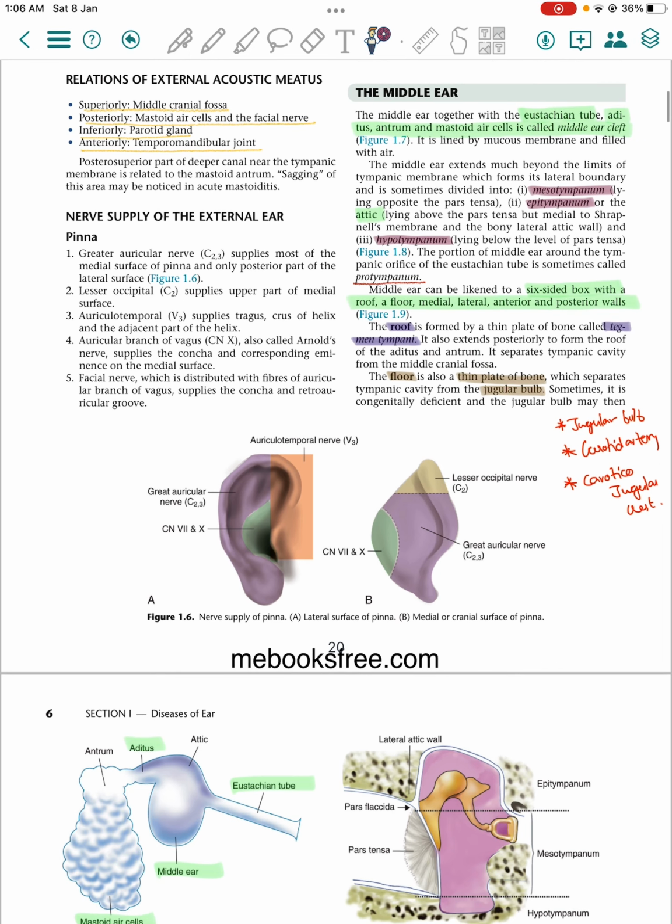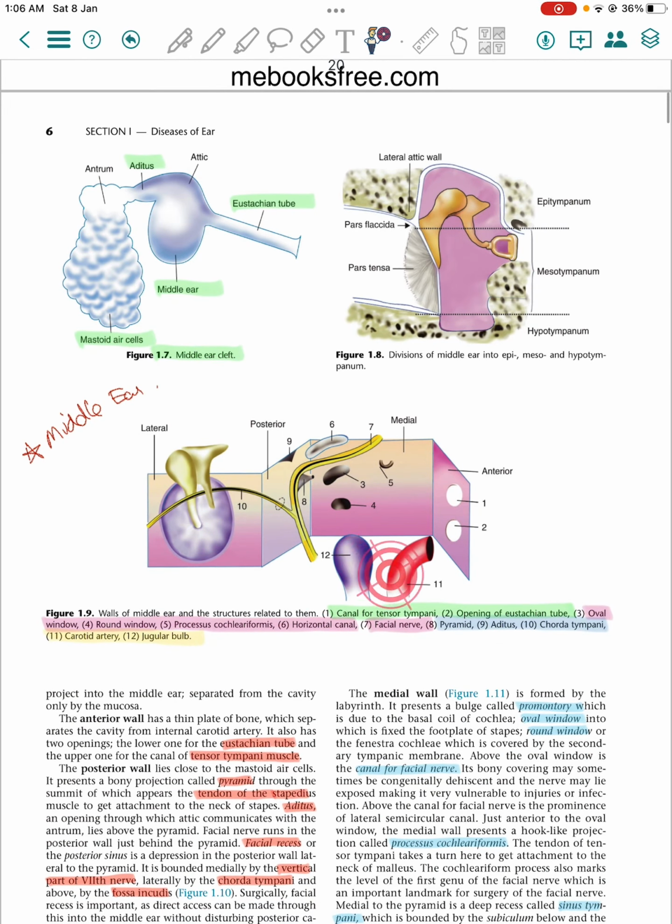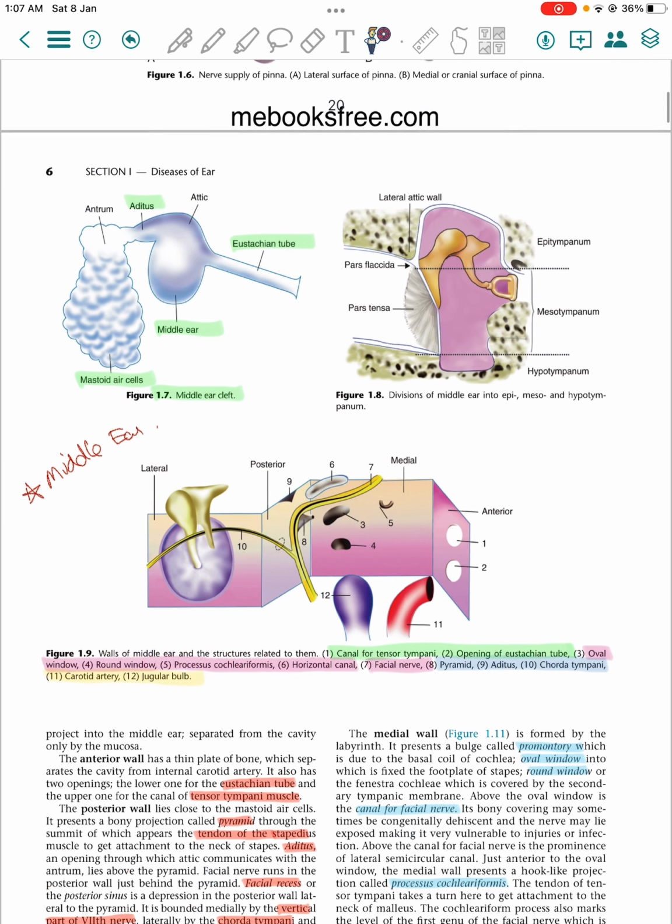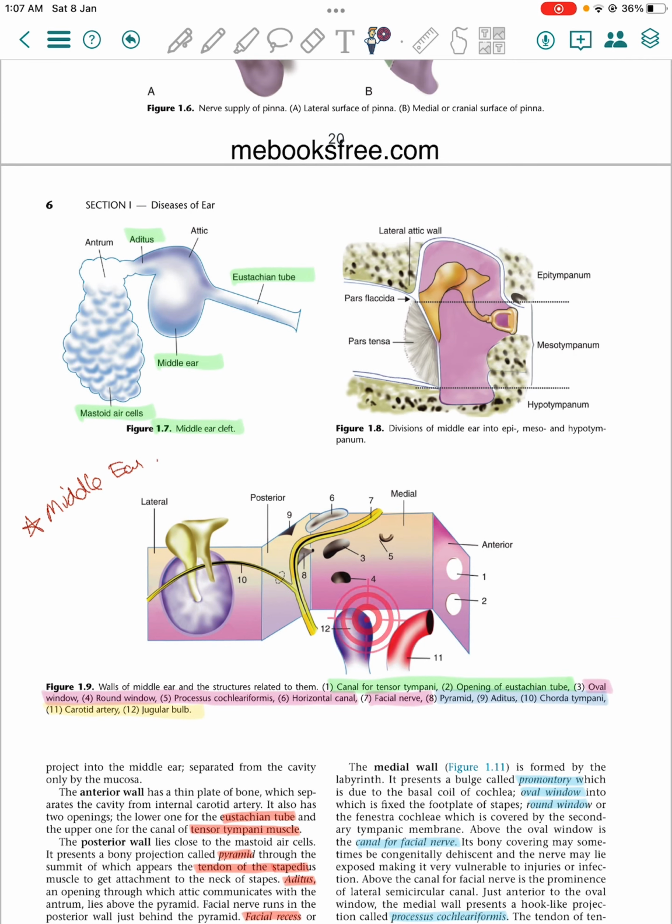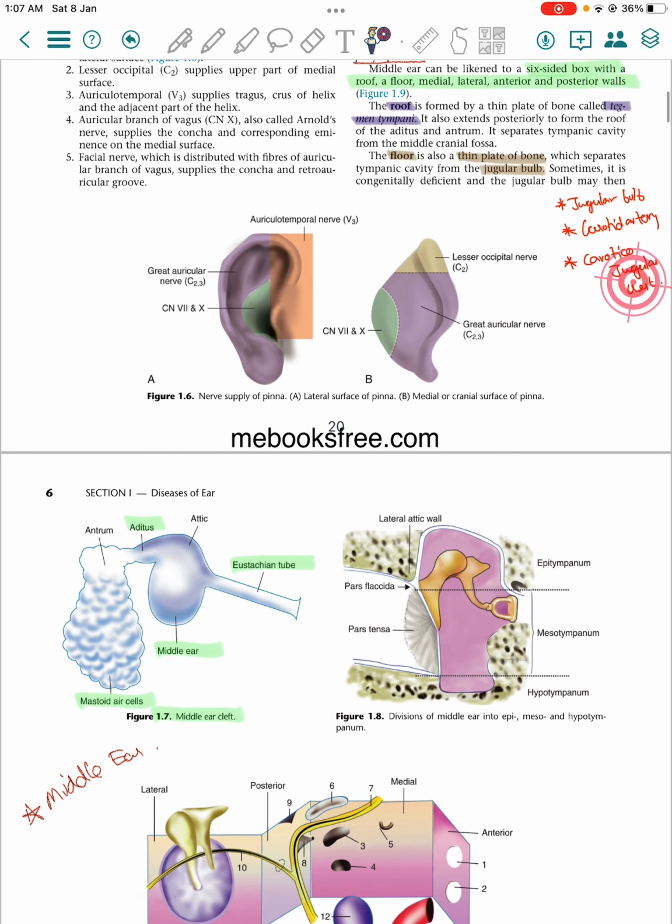The floor, we go into this diagram. See the floor, this is the floor, this is the superior or roof, this is the anterior, this is the medial, this lateral part is taken away, this is the lateral, this is the posterior part. Okay, guys. Then the floor is made up of the jugular bulb and the carotid artery. Between these two, the jugular bulb and carotid artery, there is a crest known as the caroticojugular crest, guys.